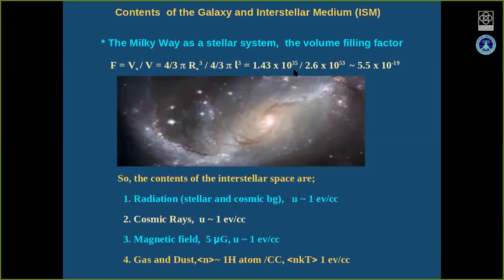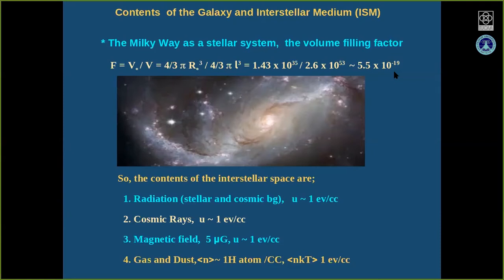In the same way, if you try to find the volume of our Milky Way galaxy, and consider it cylindrical in shape with nearly 100,000 light year radius and 10,000 light year height, then the volume of our Milky Way galaxy will be nearly 2.6 times 10 to the power 53. So what will be the volume filling factor? You will be surprised. The volume filling factor is 5.5 times 10 to the power minus 19. It is nothing.